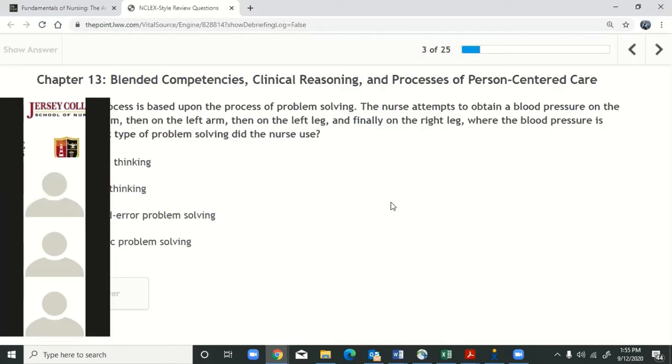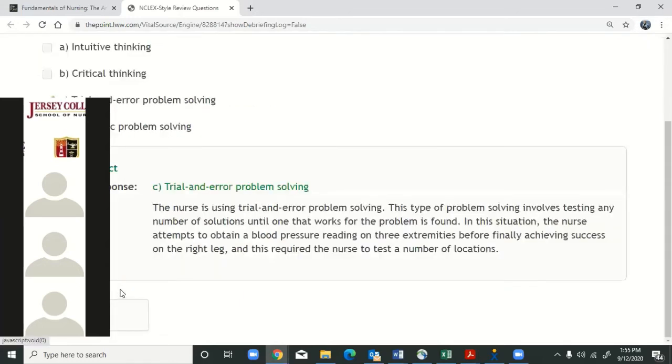Trial and error? Yeah, I still think it's trial and error. But then I'm thinking, why are we taking blood pressure on all the limbs? Well, I'll tell you why.